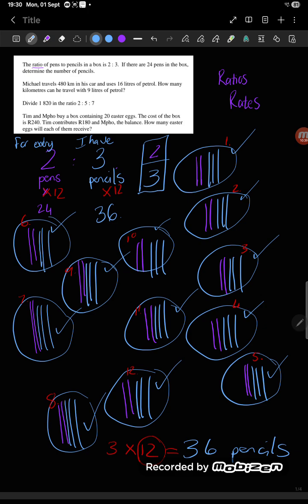So whatever I do to the one side of the ratio, I do to the other. So if you had to do this in class, you would go 2 to 3, put underneath the 2 a 24, and see what did I times by or divide by to get to 24. What did I times by or divide by to get to 36? Good.